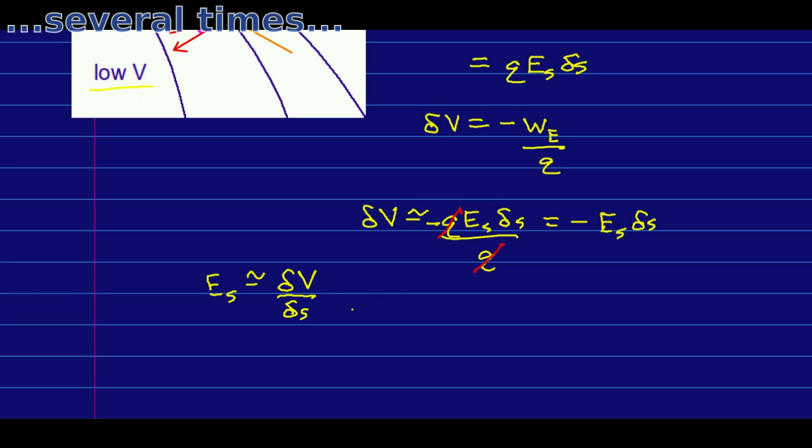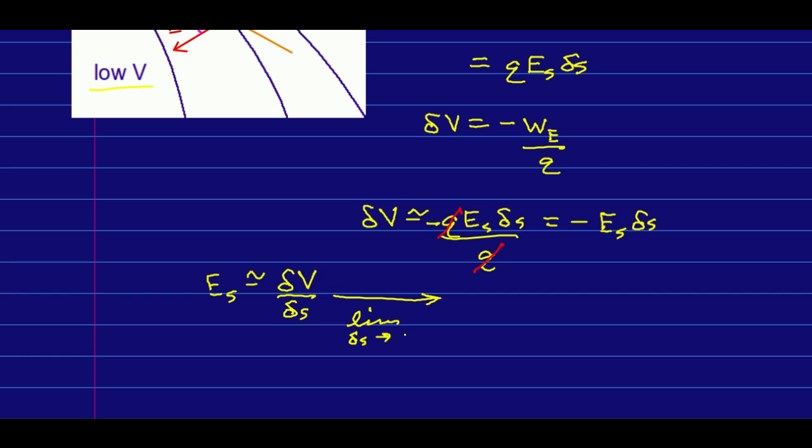But now if I take the limit as delta S goes to 0, this is going to become precise, and I just see that the S component of the E field is negative dV by dS.